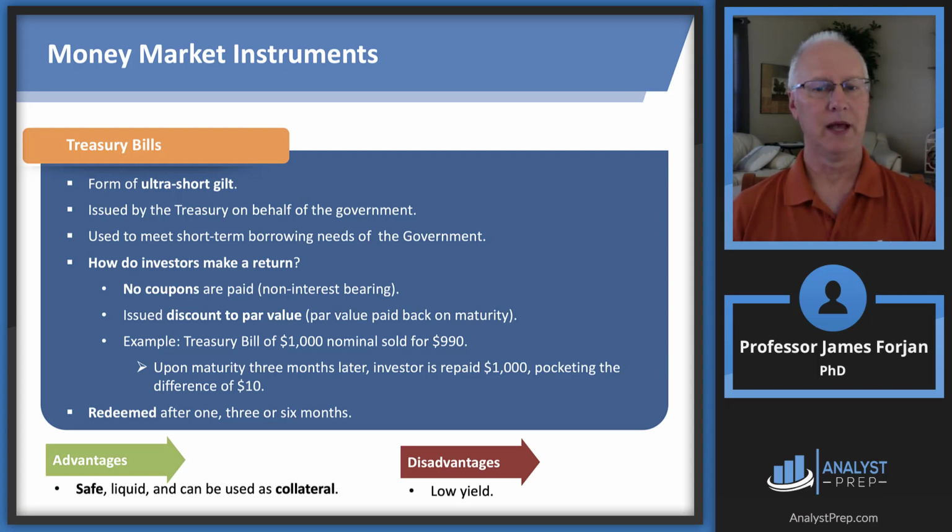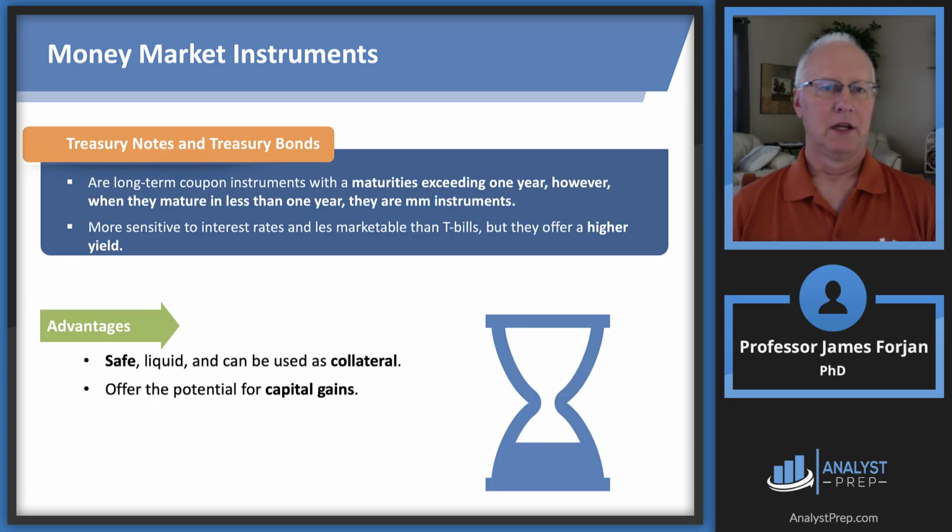The chapter really emphasizes these advantages and disadvantages, and I probably would know those things, although some of them are self-evident. So what's safe, liquid, used as collateral? What don't we like about them? Low yields. In fact, as I'm speaking here at the end of the summer of 2020, the yields on every Treasury security, with the exception of the 30-year Treasury bill, is less than 1%.